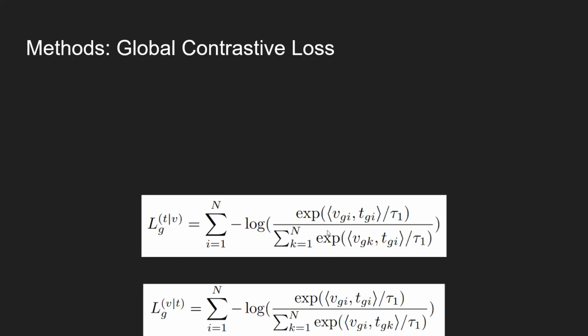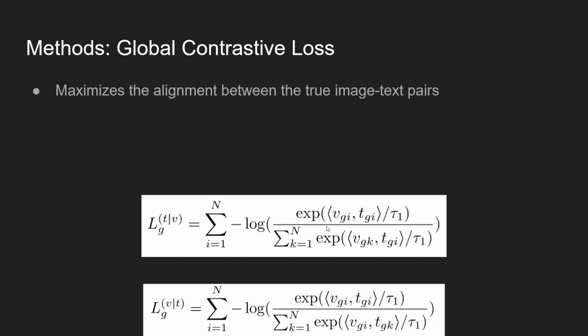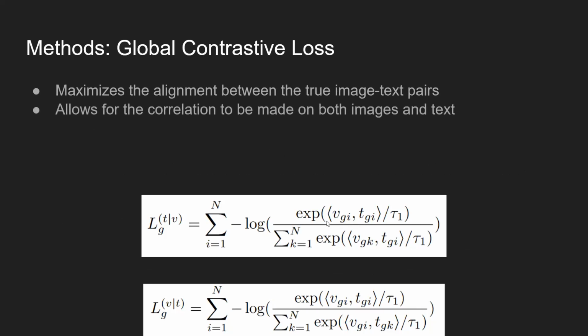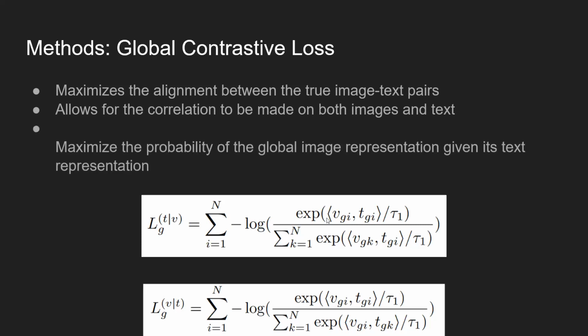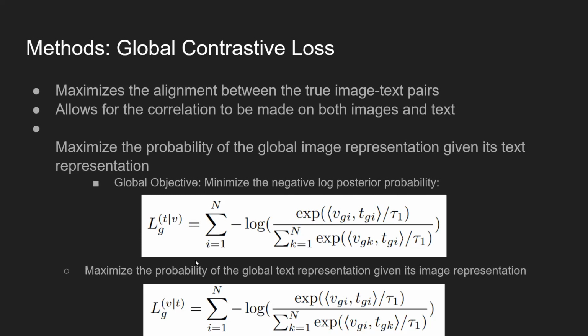So they used a global contrastive loss, which maximizes the alignment between the true image text pairs. It allows for the correlation to be made between both images and the text. It maximizes the probability of the global image representation given its text representation, which would be this formula here, and it minimizes the negative log posterior probability in this formula, and maximizes the probability of the global text representation given its image representation in this formula.